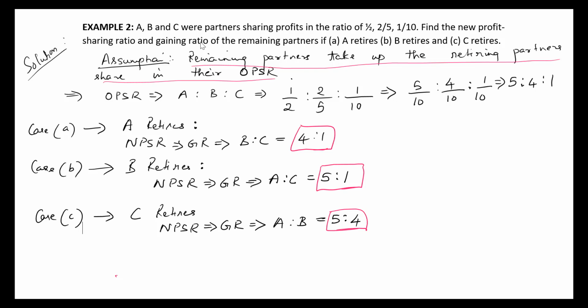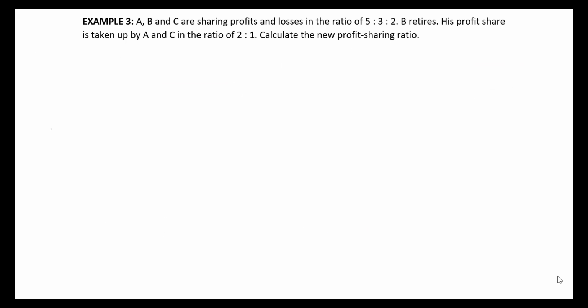Let's go to the third example sum. Example 3. A, B and C are sharing profits and losses in the ratio of 5 is to 3 is to 2. B retires. His profit share is taken up by A and C in the ratio of 2 is to 1. We are asked to calculate the new profit sharing ratio. So let's go ahead with the solution.